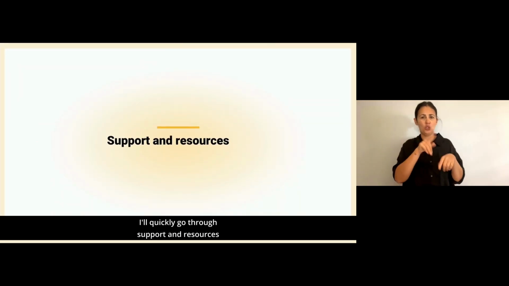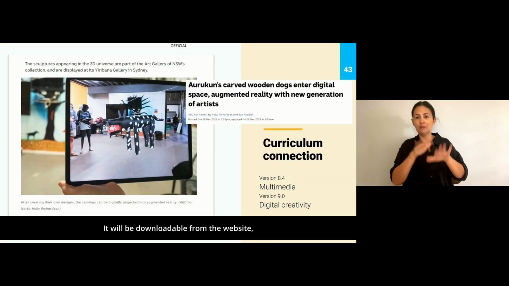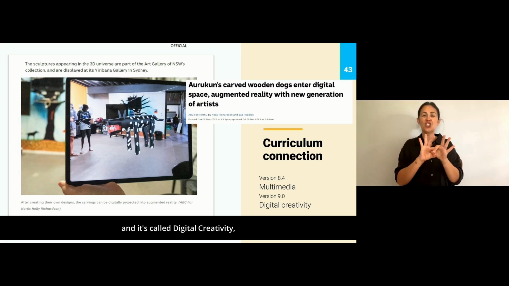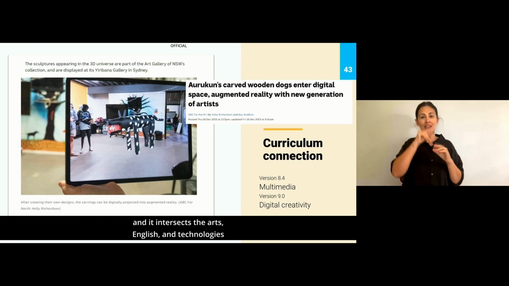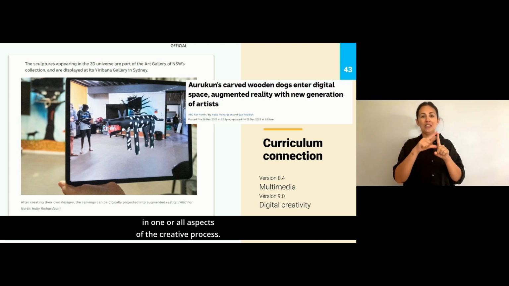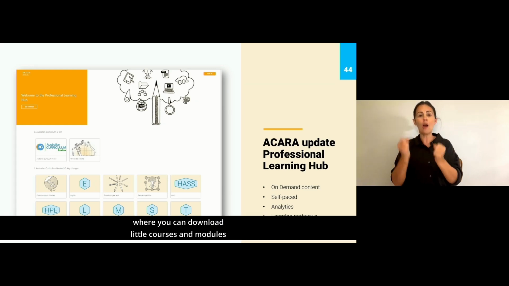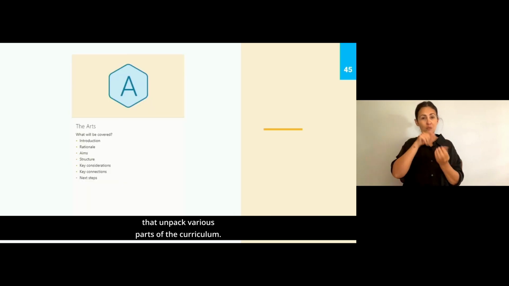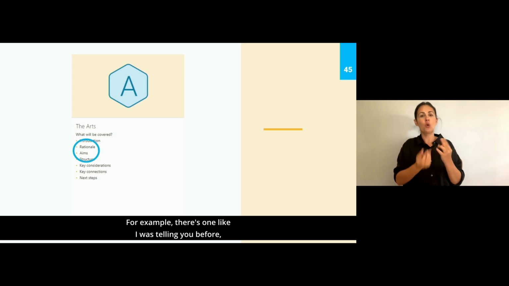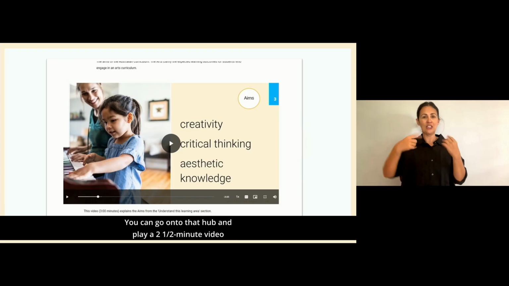I'll quickly go through support and resources because I've only got a minute or two left. I'm developing a curriculum connection at the moment. It will be downloadable from the website, and it's called Digital Creativity, and it intersects the arts, English and technologies in the realm of using digital tools in one or all aspects of the creative process. There's also a professional learning hub where you can download little courses and modules that unpack various parts of the curriculum. For example, there's one, like I was telling you before, under the Understand This Learning area, the aims of the curriculum, what are they? You can go onto that hub and play a 2.5-minute video that will unpack them.